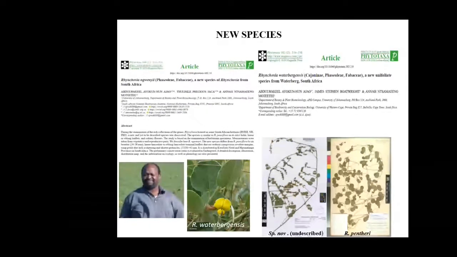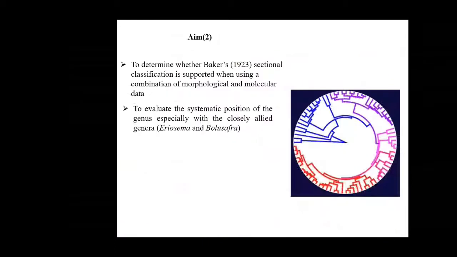Next slide. So the second aim of this presentation is to see whether morphological and molecular data will support Baker's classification. Recall that in 1923 Baker classified Rinkusia into five sections: Acephylum, Chrysoscias, Polytropia, Sinospermum, and the type section Rinkusia. So the second objective is to evaluate the systematic position of the genus, especially with the closely allied genera, Erosima and Bolisaphra.